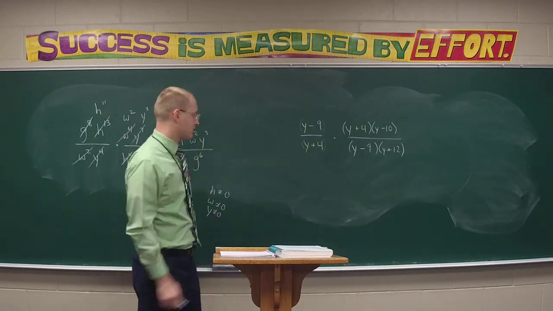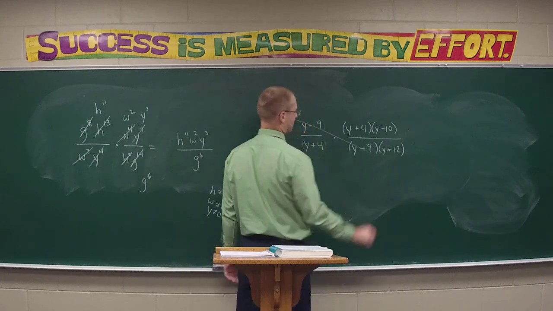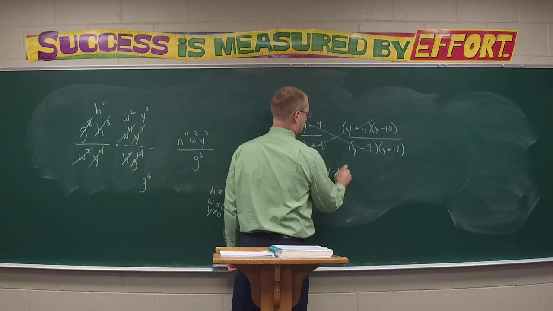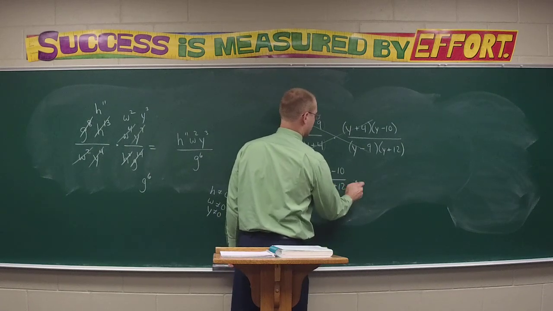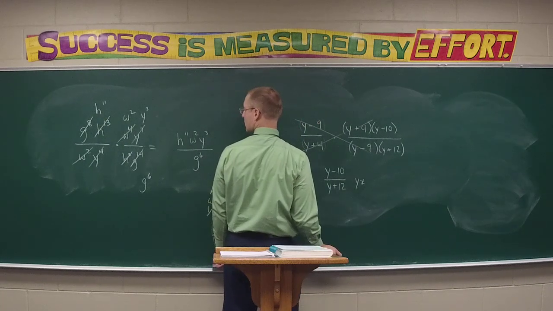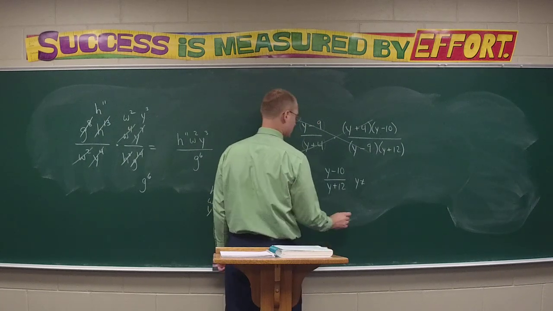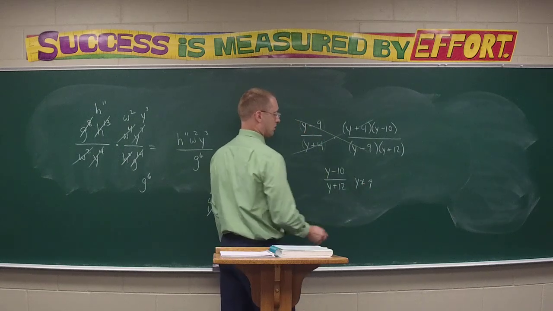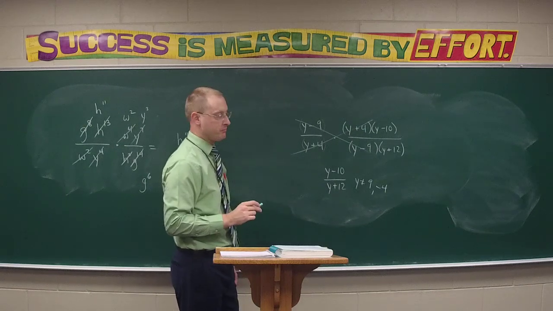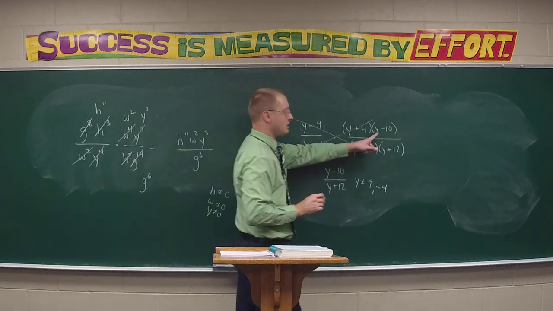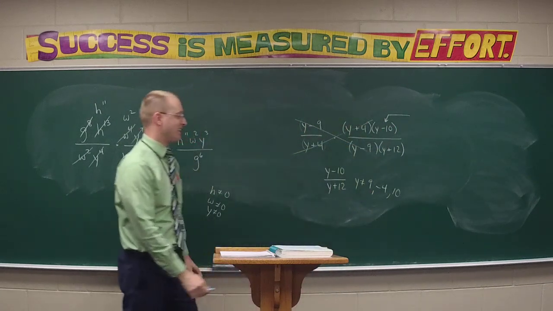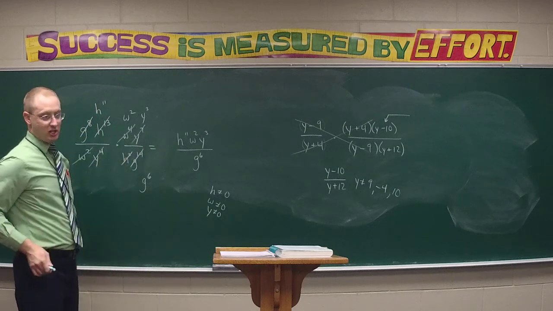Now the easy part, Genesis. Cancel y minus 9, y plus 4. All right, our answer? Y minus 10 over y plus 12. Y will equal positive 9, and negative 4. And one more, anyone? Positive 10. Used to be a denominator, now a numerator. And there we go. Questions on this?